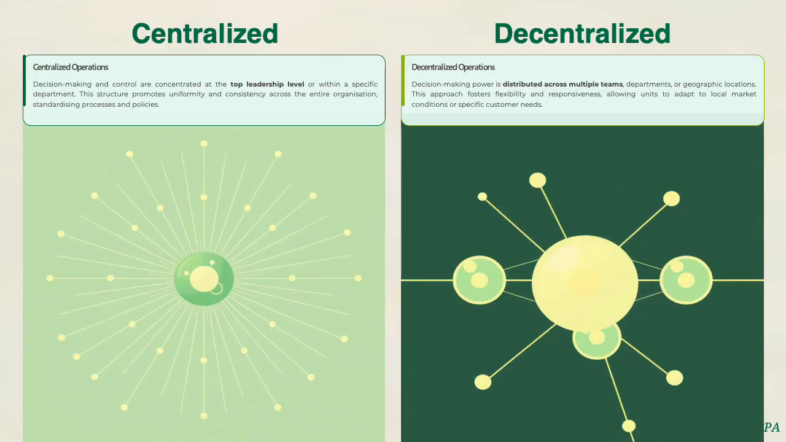So this is actually a comparison of the two. When we say centralized, decision making and control are concentrated at the top leadership level or within a specific department. Meaning to say, ang nagde-decide pa rin or ang primarily responsible pa rin sa lahat ng decision is still the top management. Meaning to say, yung president or yung board of directors. So this structure promotes uniformity and consistency across the entire organization, standardizing processes and policies.